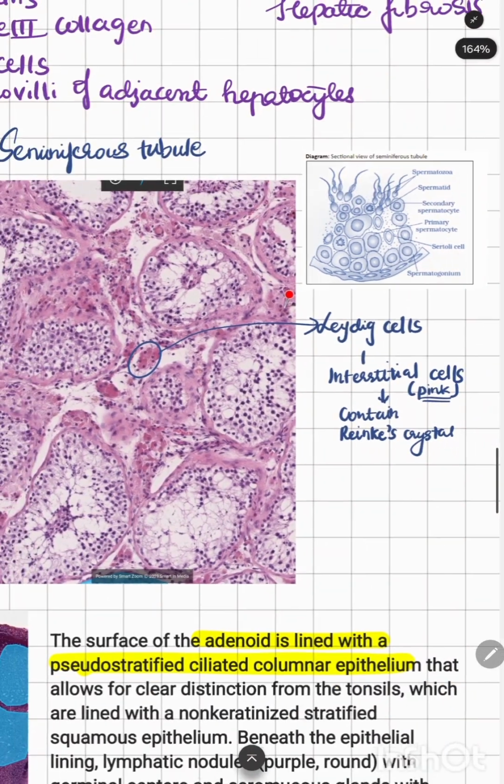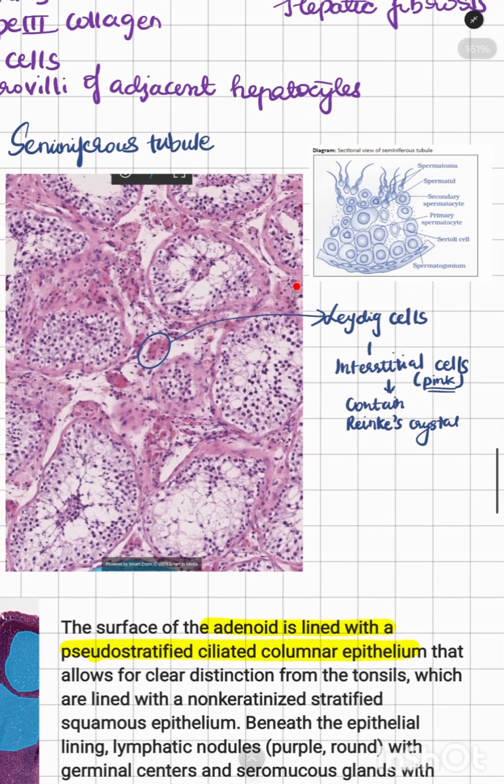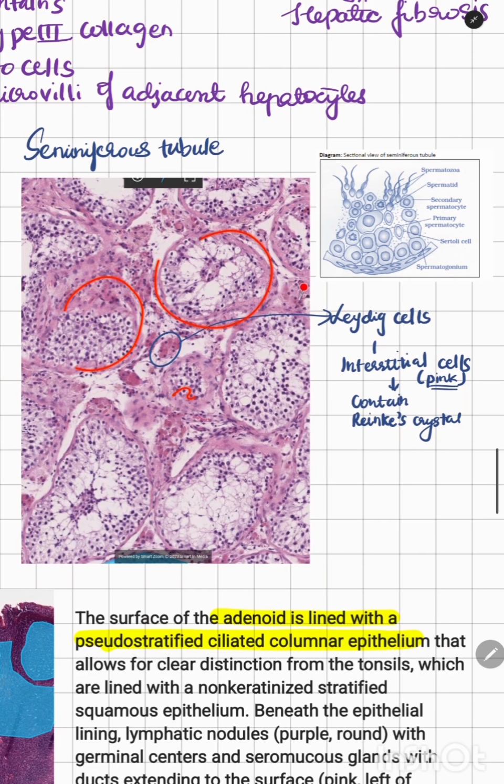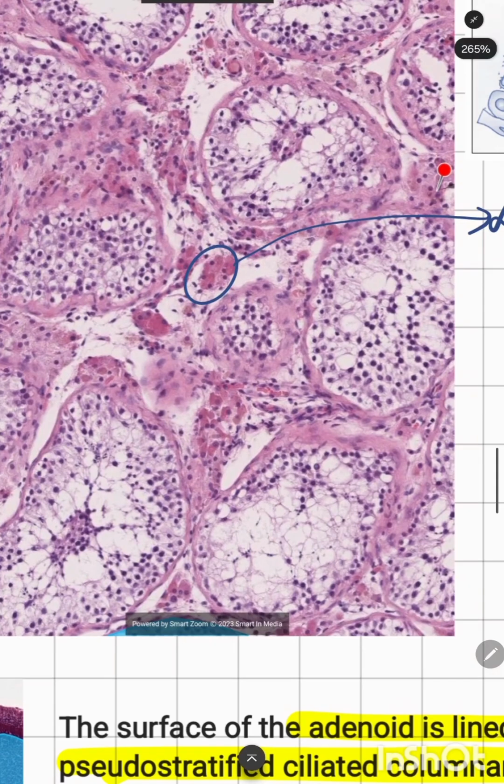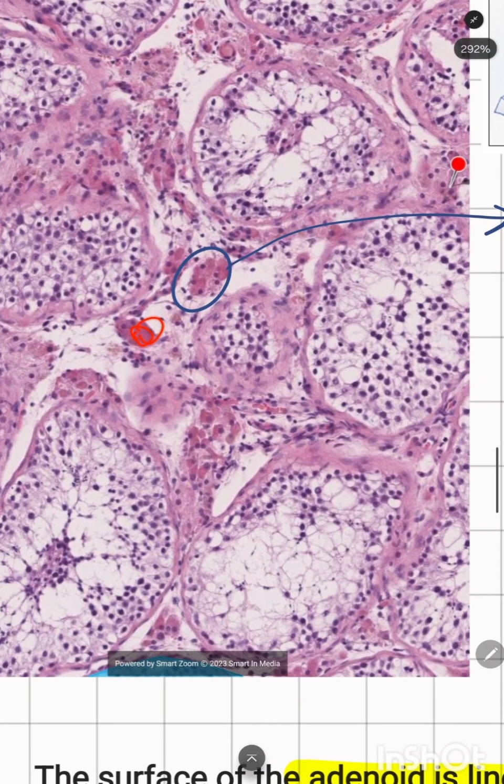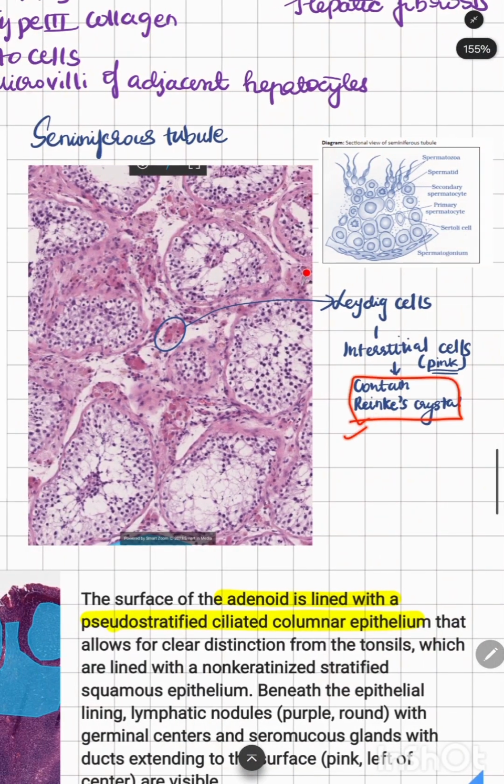Then comes seminiferous tubules. Within or in between the tubules you find the interstitial space, which has these cells known as Leydig cells. And Leydig cells have this pinkish material known as Reinke's crystals. Okay, Reinke's crystals are found in Leydig cells. This is an important question.